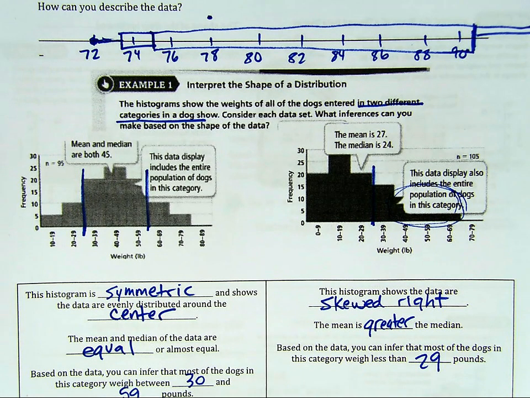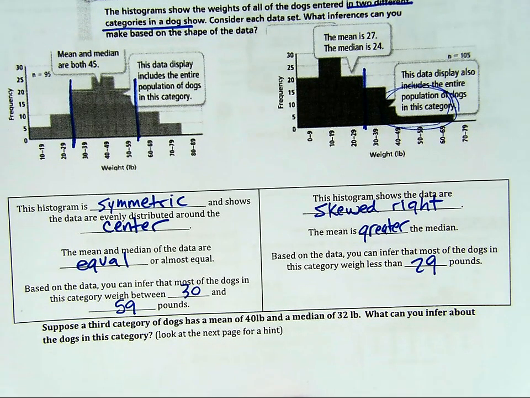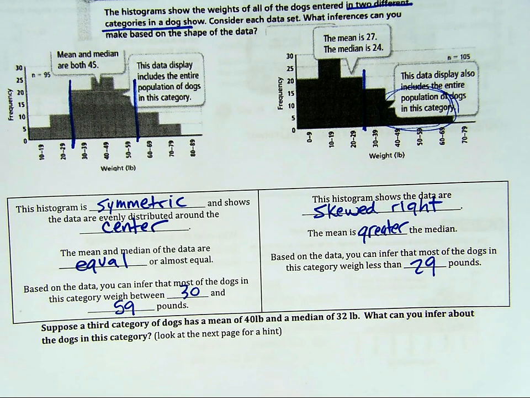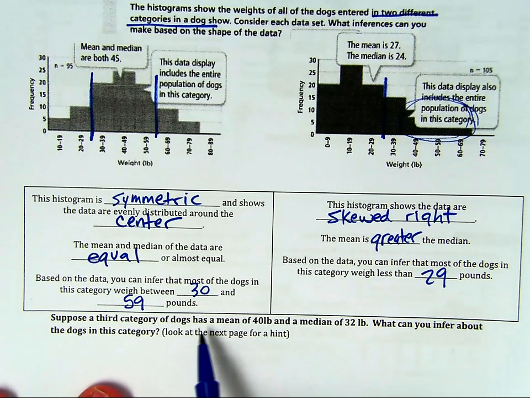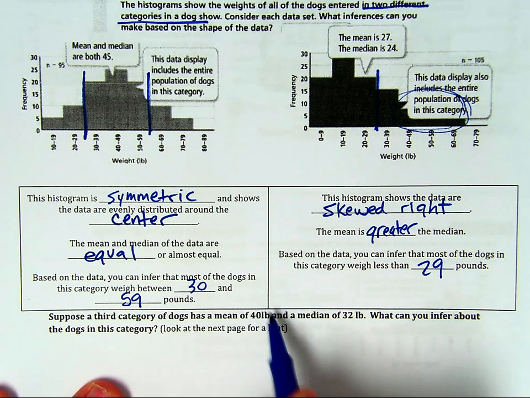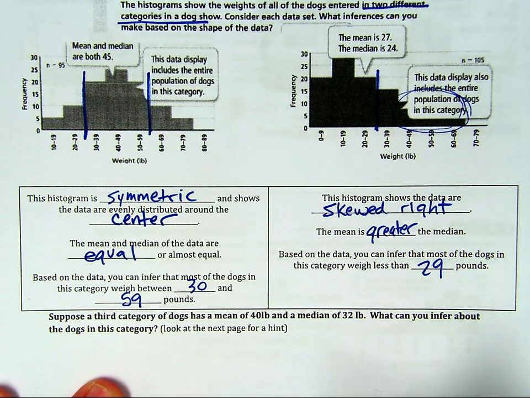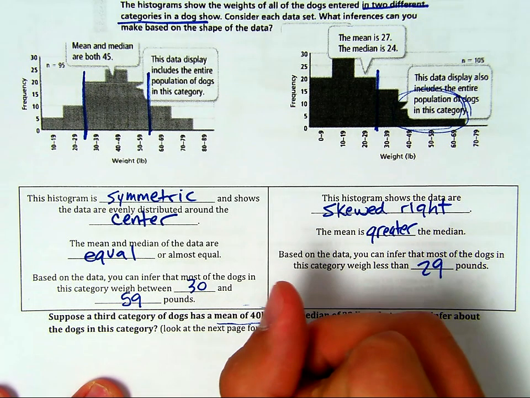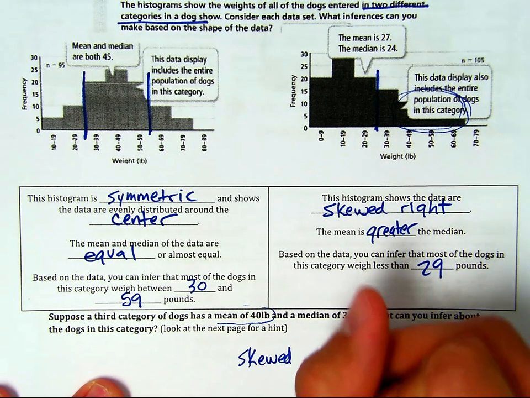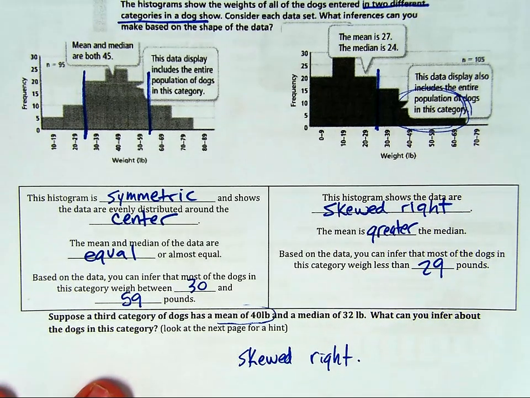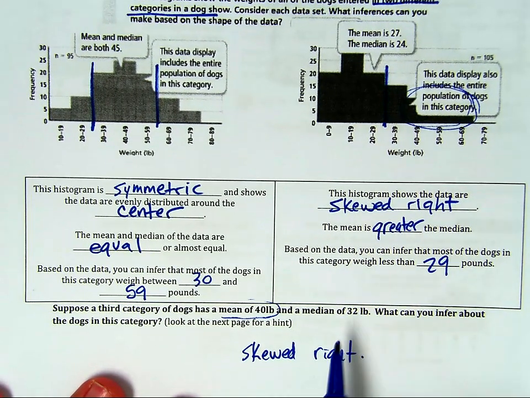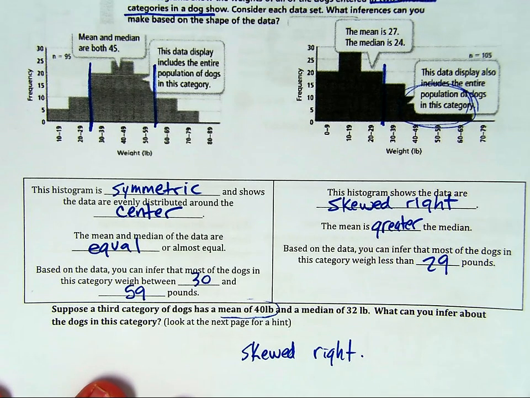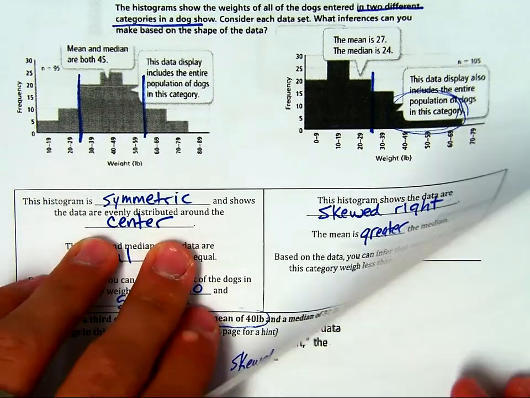All right, so the next one says, suppose a third category of dogs has a mean of 40 pounds and a median of 32 pounds. What can you infer about the dogs in this category? If we have an average of 40 and a median of 32, anytime the mean is greater than the median, this is going to be skewed to the right. Anytime the mean is greater than the median, it's skewed right. So let's take a look at the next page, and we'll write some rules for the skews.